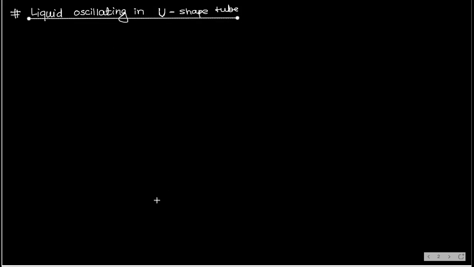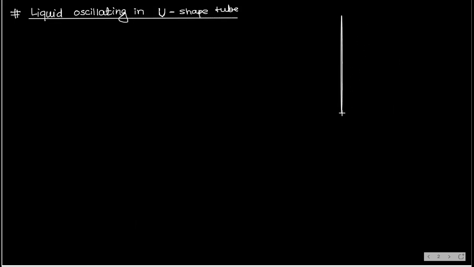Okay. Now, next note point. So what I am writing: liquid oscillating in a U-shaped tube. What is the application? If suppose liquid is oscillating in a U-shaped tube, then what to do?